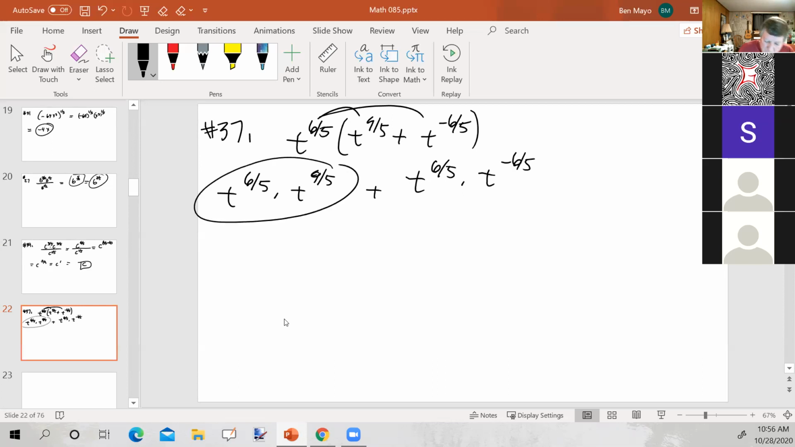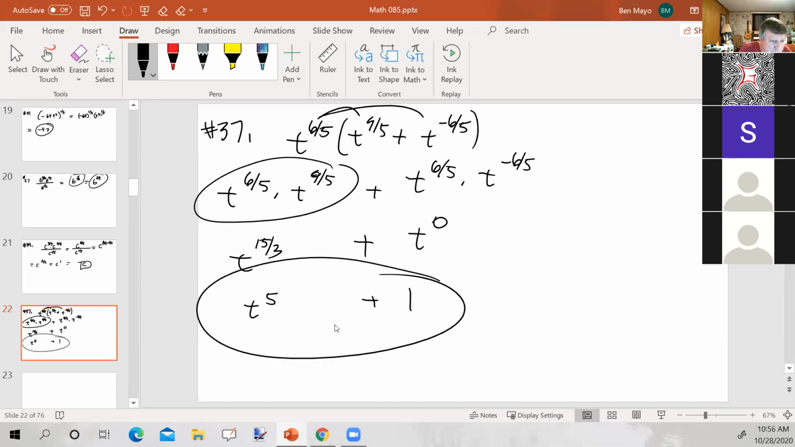Well, here, multiplying two powers with the same base, we'd add the exponents. So this would be t to the 15/3, which is t to the 5th. Okay. This would be t to the 0, which is 1. So our final answer is t to the 5th.